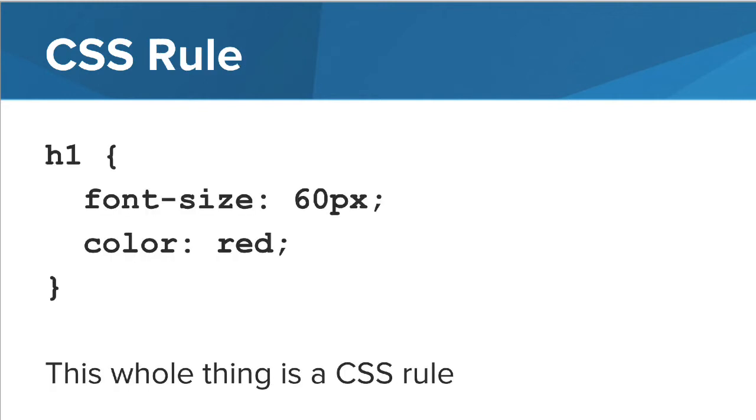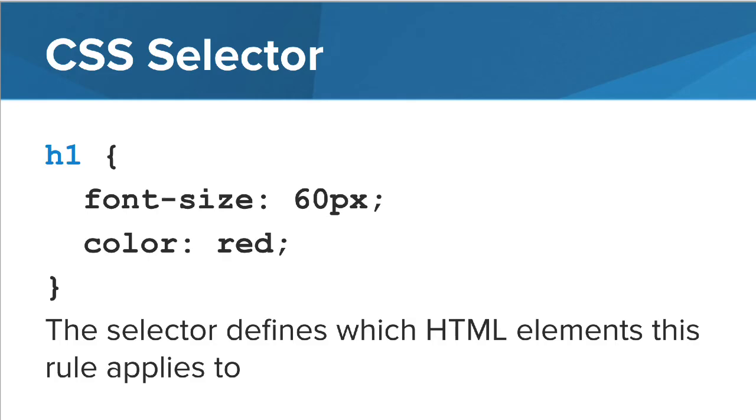Writing CSS code is about writing CSS rules. The whole thing you see is a CSS rule. Let's break this down a little bit to better understand how to write one of these CSS rules. The first part of the rule is the CSS selector. The selector defines which HTML element the rule applies to. For example, this rule will apply to all H1 tags on the page.